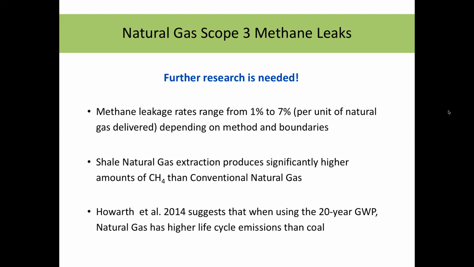So a few studies have shown that shale natural gas emits significantly larger amounts of methane than conventional natural gas because of the extraction method. More methane is emitted in the beginning processes of hydraulic fracturing than for conventional natural gas. And this is really important to point out because natural gas right now makes up about 75% of the US natural gas production. And that production has only been increasing.